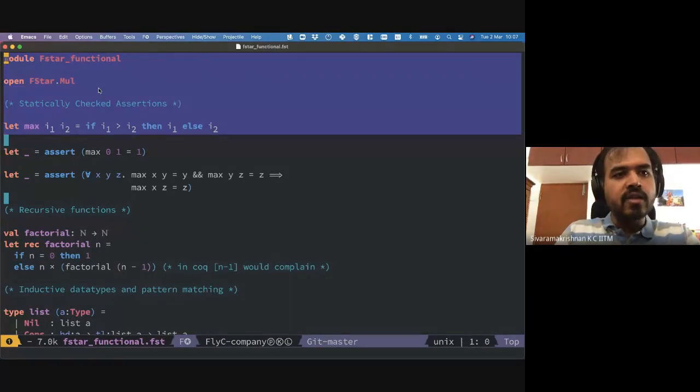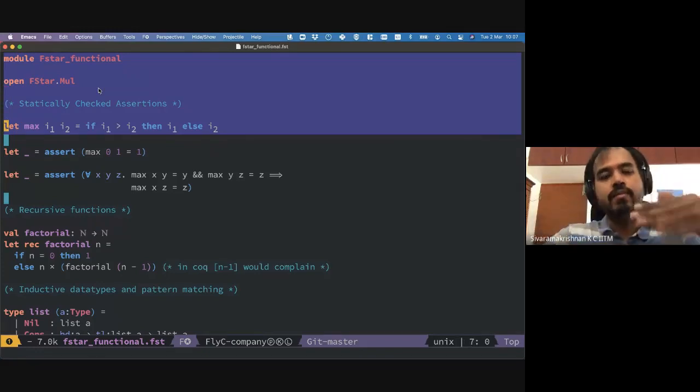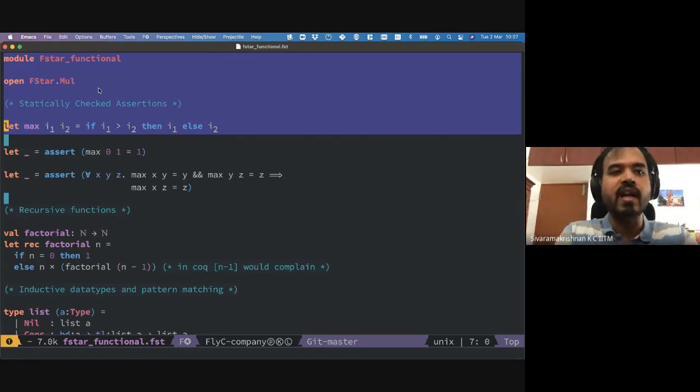So initially your file would look like this. Anytime it type checks, you would see this blue bar, a blue background that sort of fills up. This is similar to how Coq works, right? And they're sort of trying to fill in the same sort of idea.